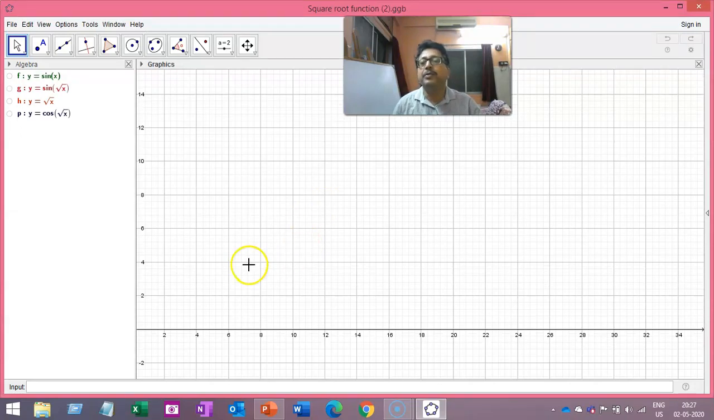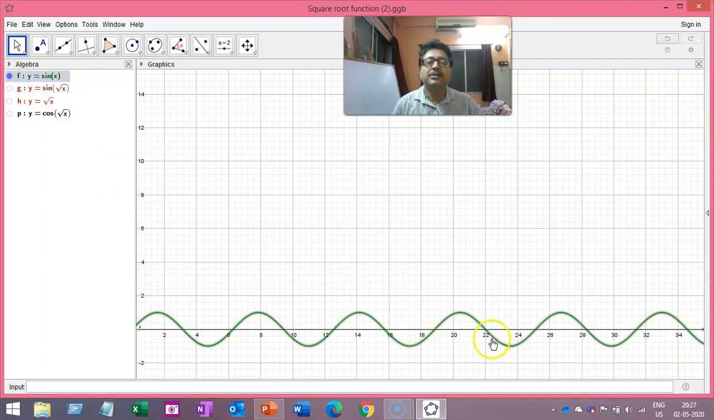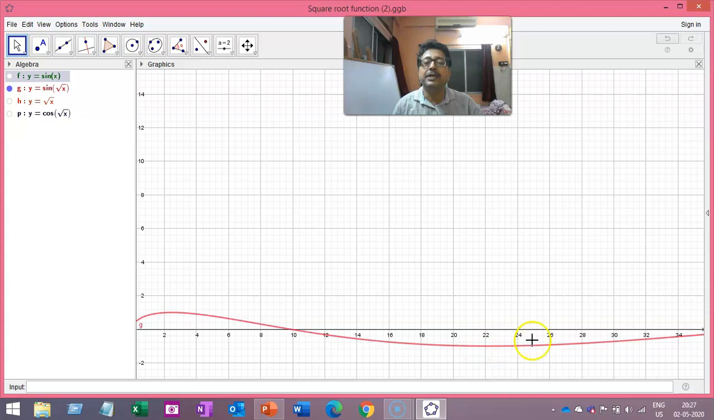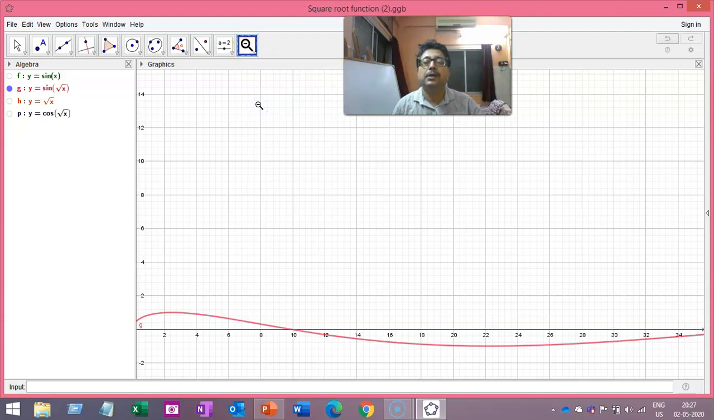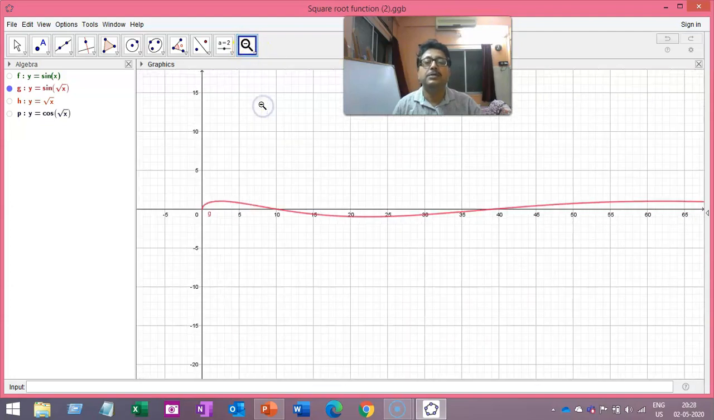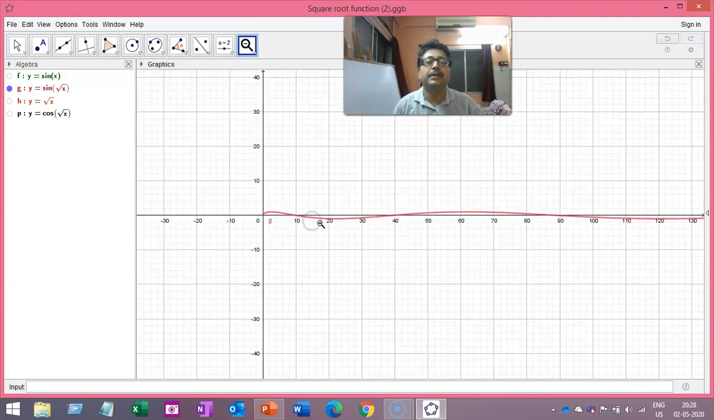Here I am showing you how the situation arises. First, sin x obviously has a fixed period because the graph repeats. If you go for sine root x, this graph will not be repeated. I am just zooming out. See, this graph can never be repeated. The nature of the graph is not remaining the same, so this cannot be periodic. Sine root x, from the graph, it is obvious that it is not periodic.